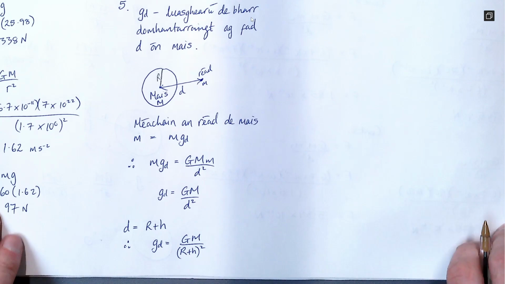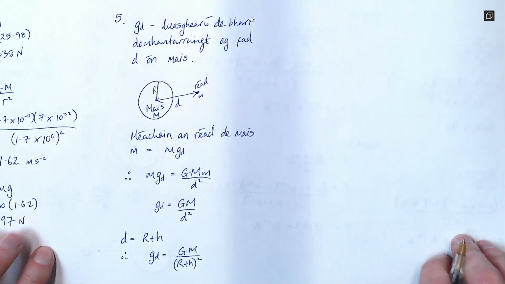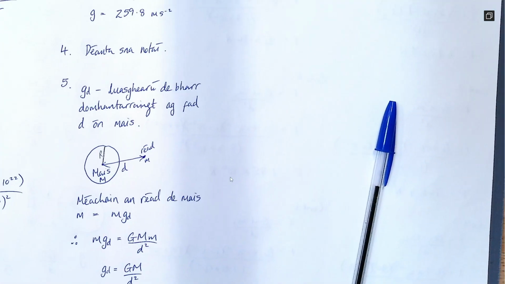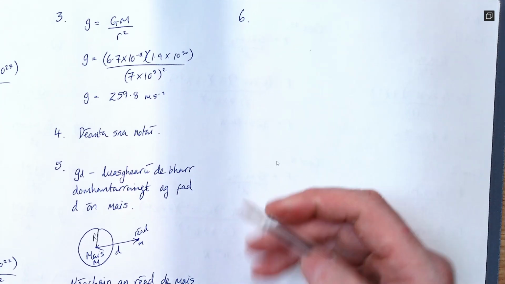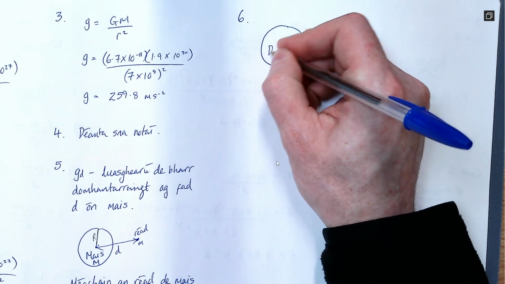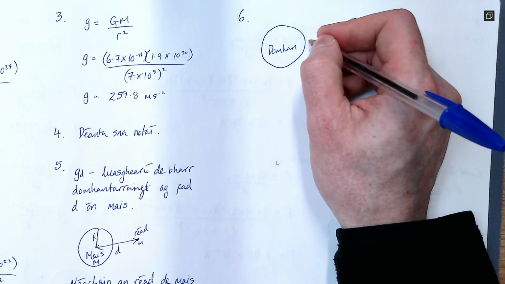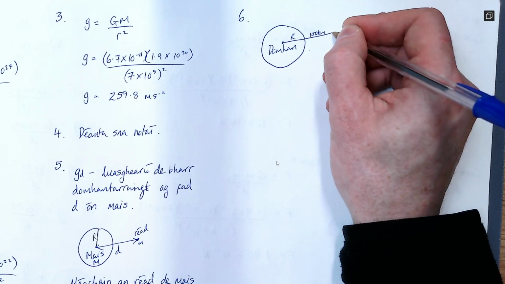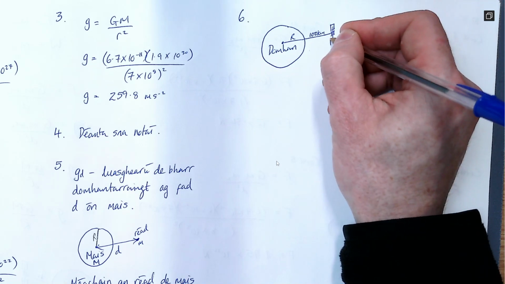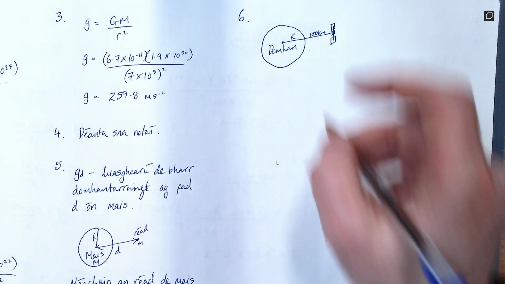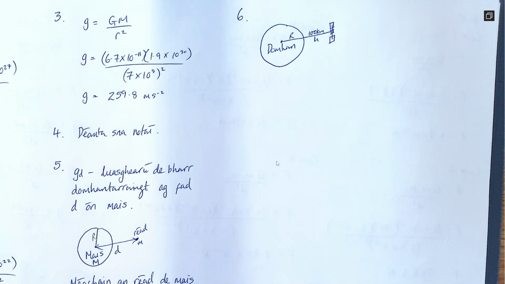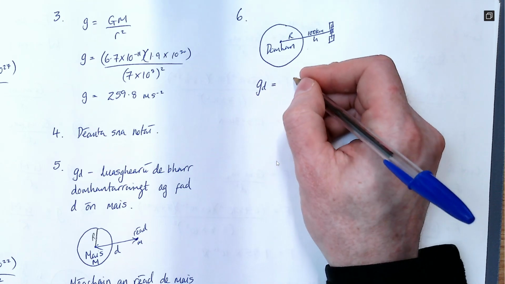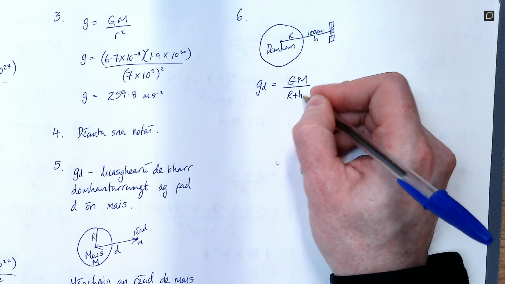Find the acceleration due to gravity 100 kilometers above the surface of the Earth. We'll just call it a satellite, it's the easiest thing to do. So the formula is g_d equals G M over (R plus h) squared.